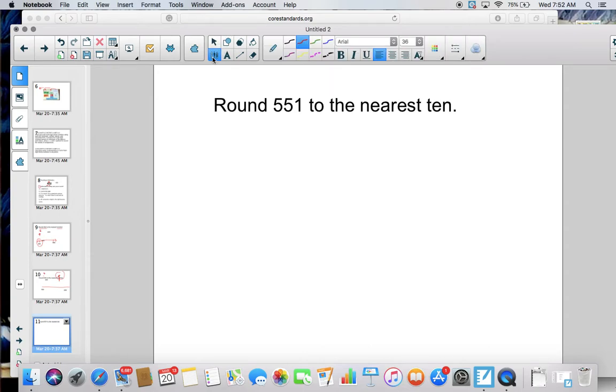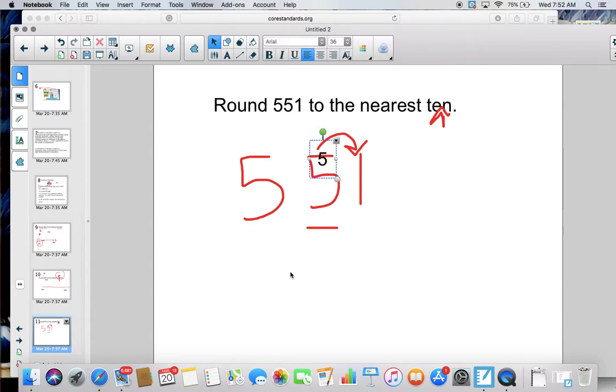551 to the nearest 10. Click pause. Okay, welcome back. 551 to the nearest 10. Be careful, I switched it to the tens. So you should have underlined the 5. You look next door, it's a 1, so the new numeral should be just 550. Make sure you got that one correct. Be careful I don't trick you with the next one.